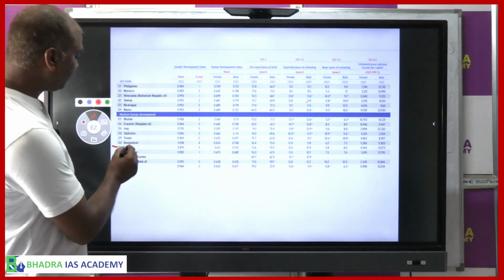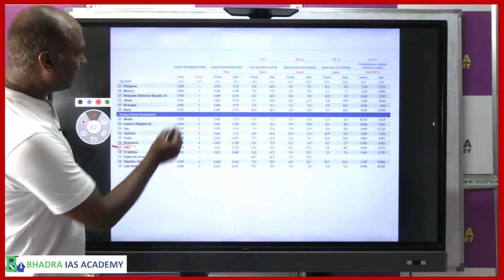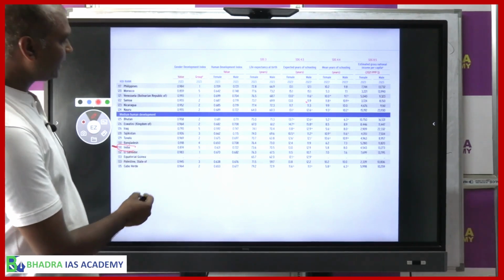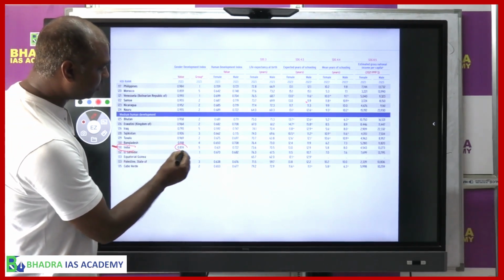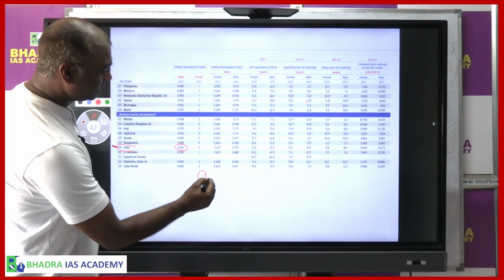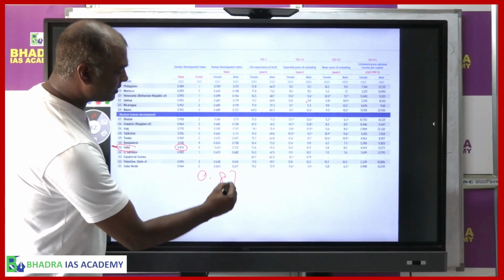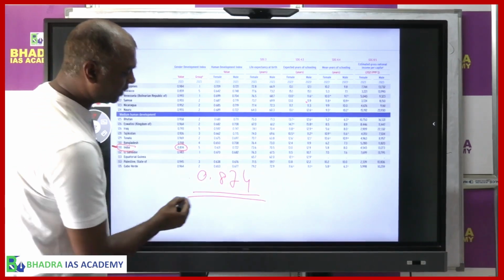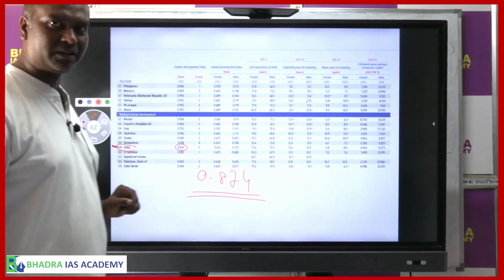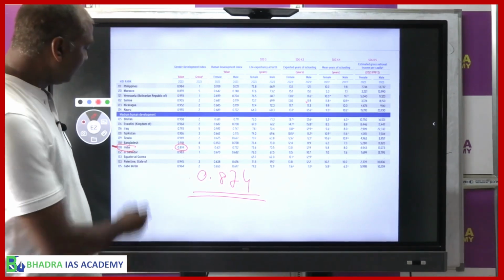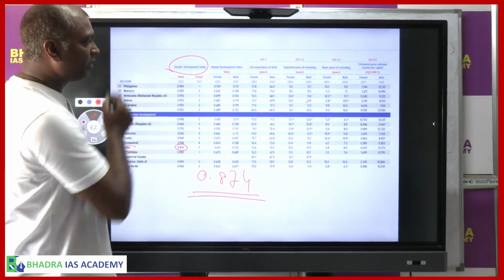Okay, so here is the detail about India. So if you see India, our gender development index value is 0.874. Remember this for exam, it is too small to see here, but therefore I am writing it here. What is India's score in gender development index?